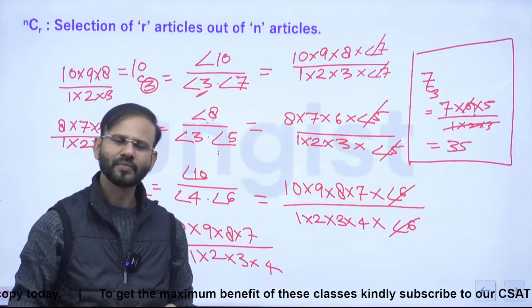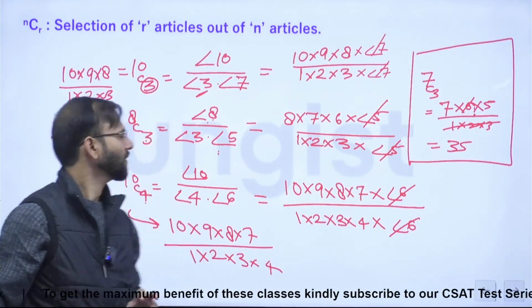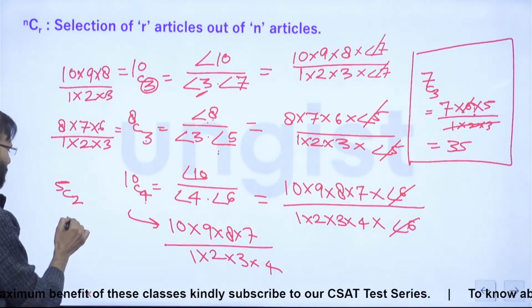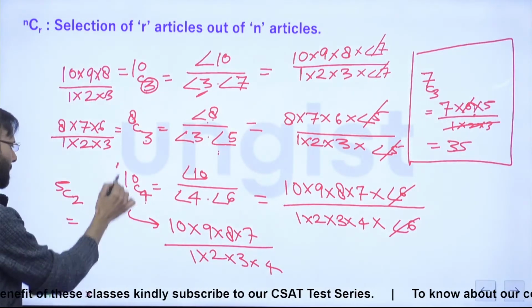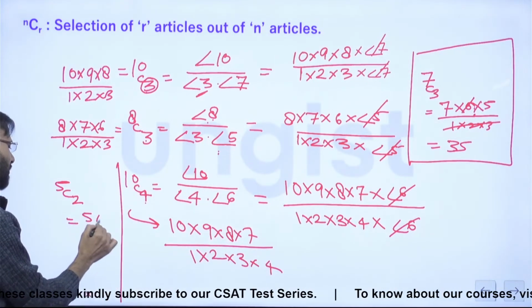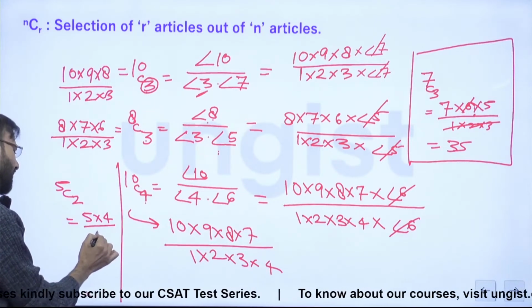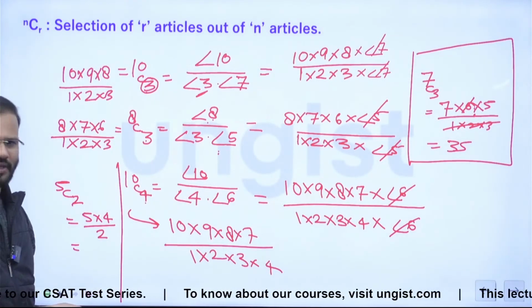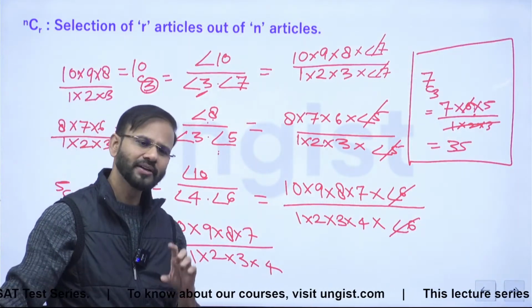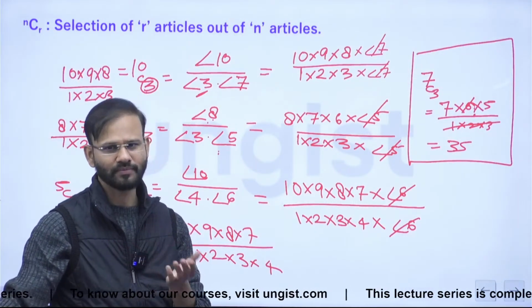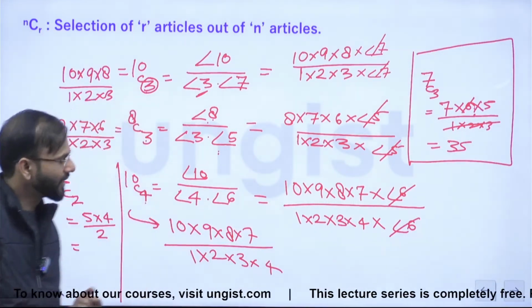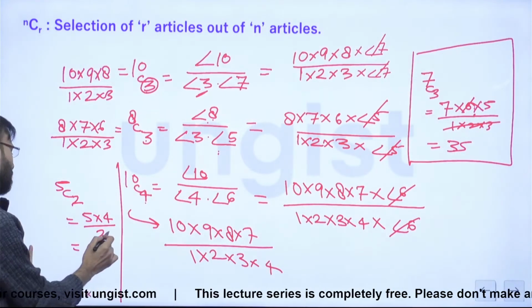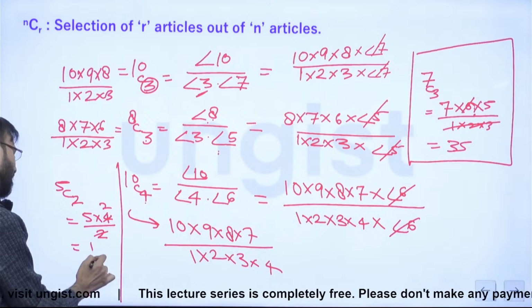Everybody, it's clear? Okay. Now, please tell me, what should I write this 5C2 as? 5 into 4. See, everyone, in case of 2, it will always be 1 into 2, so 1 into 2 can be treated as 2 only. So in case of 2 factorial, you may treat this as 5 into 4 by 2. 5 into 4 by 2 will be 10.